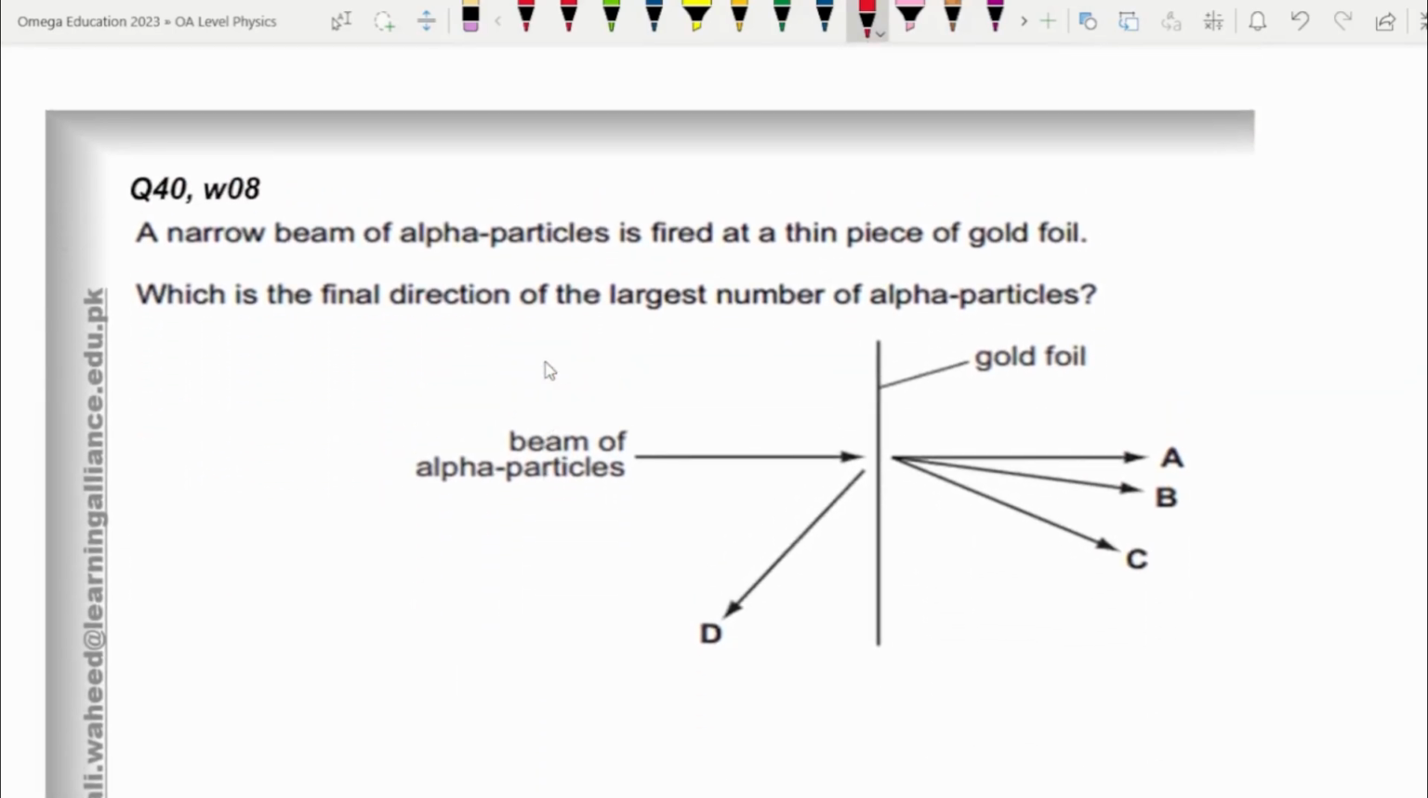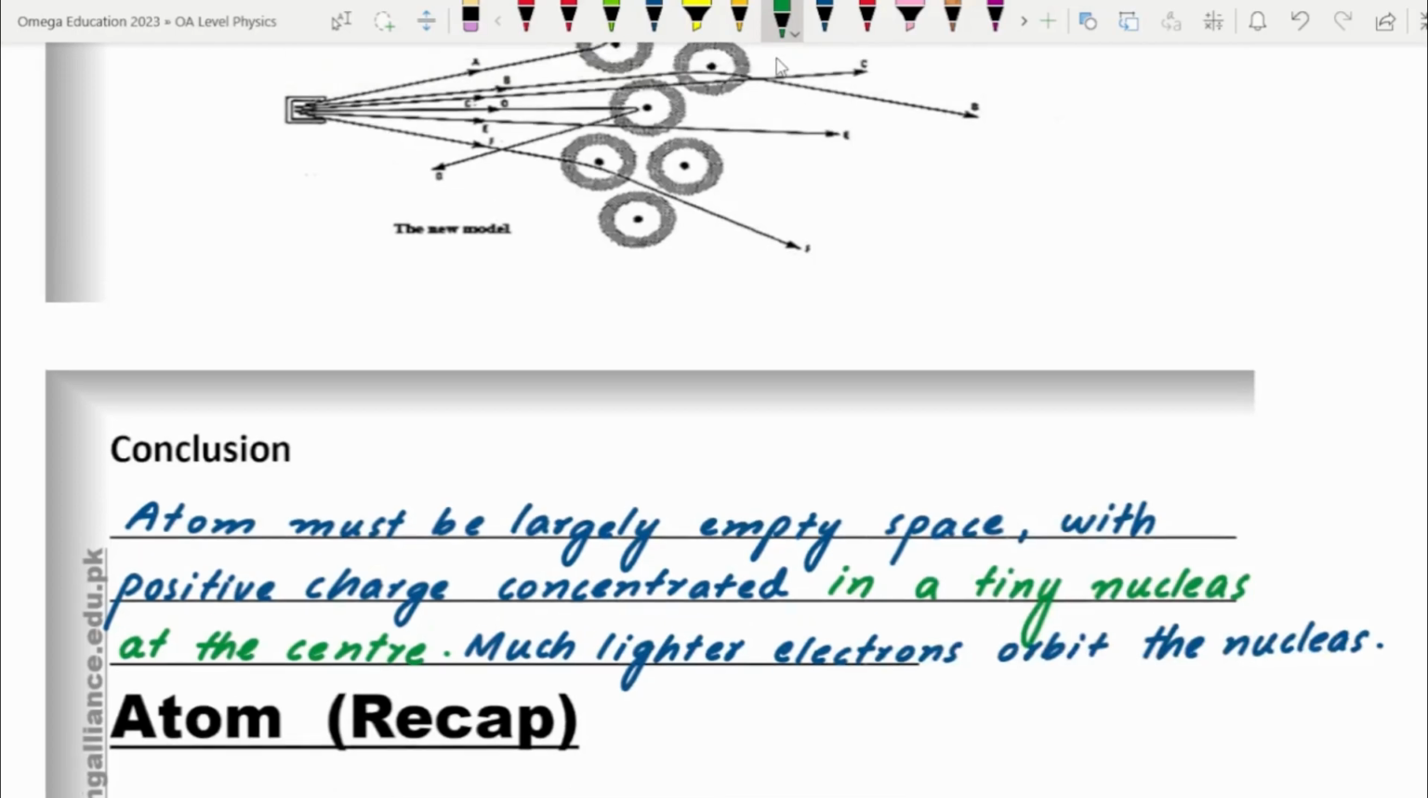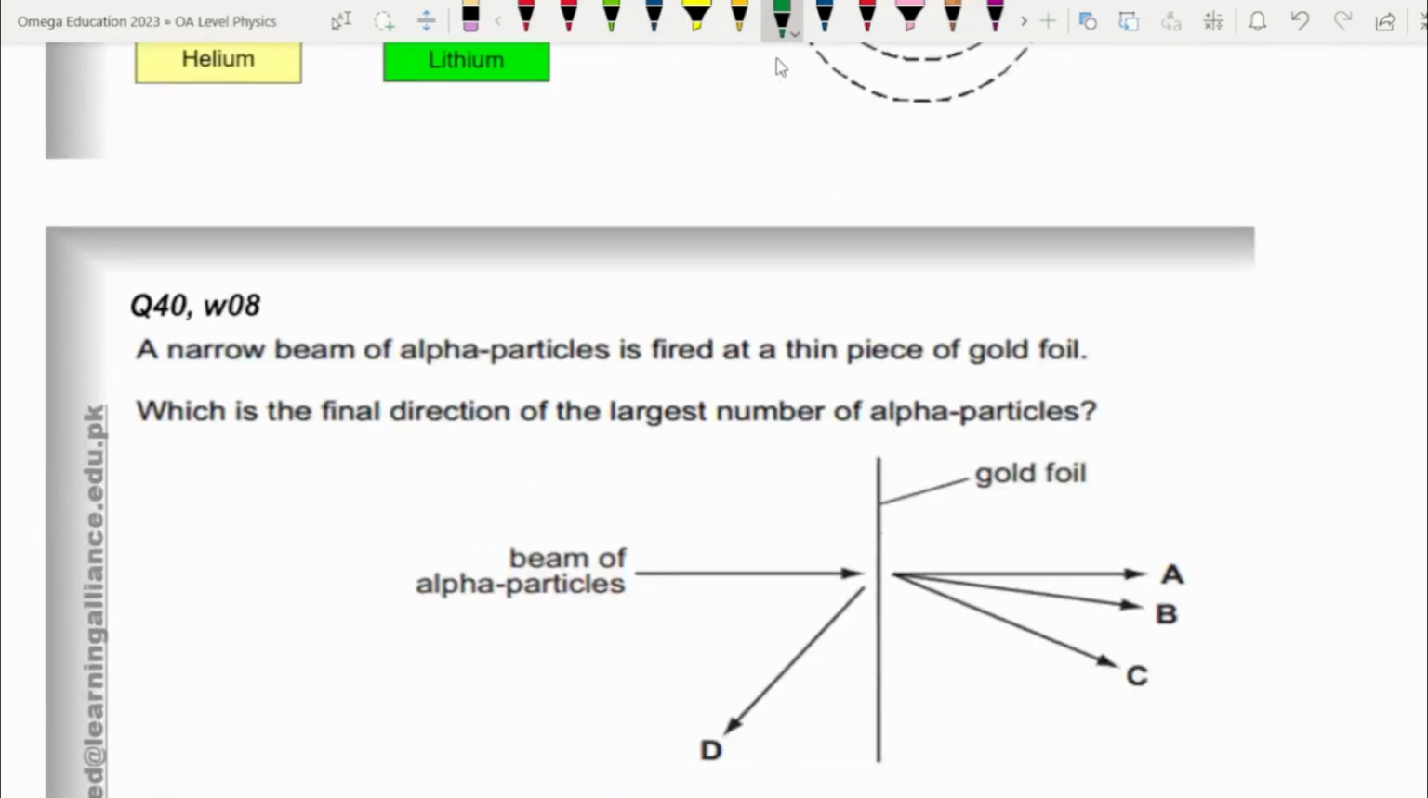So let's take a look at the sample questions. Here we have the first one. A narrow beam of alpha particles is fired at a thin piece of gold foil, as in Rutherford's atomic model. Which is the final direction of the largest number of alpha particles? A, B, C, or D? What do you think? Okay, so let's check out this thing.